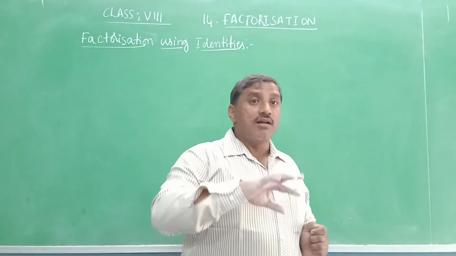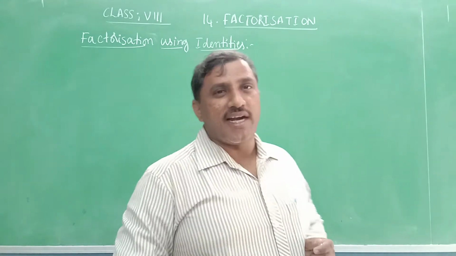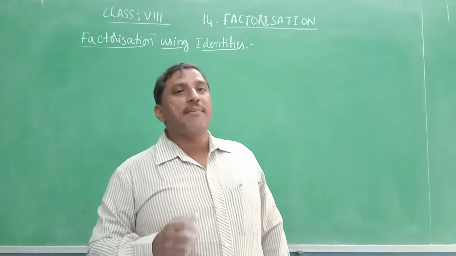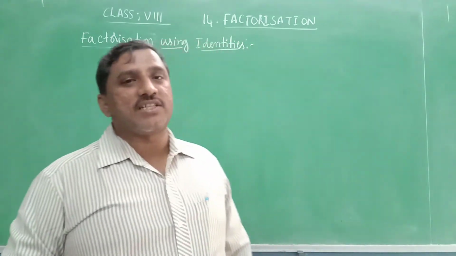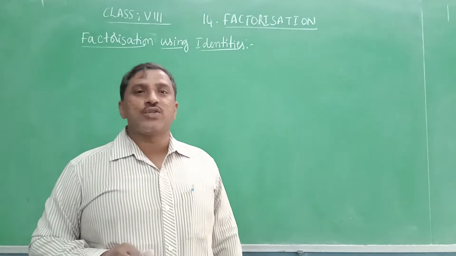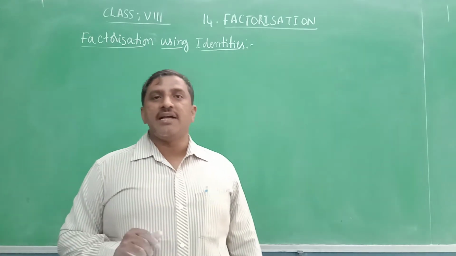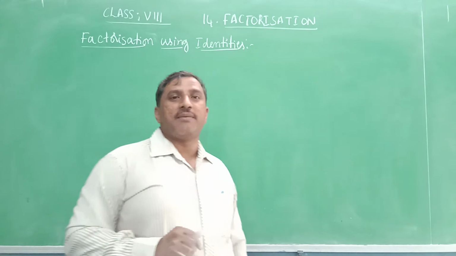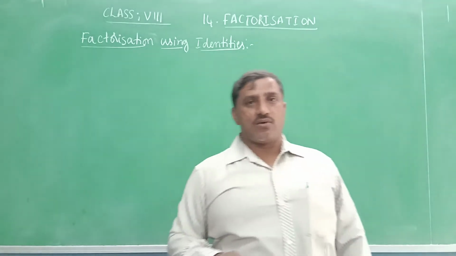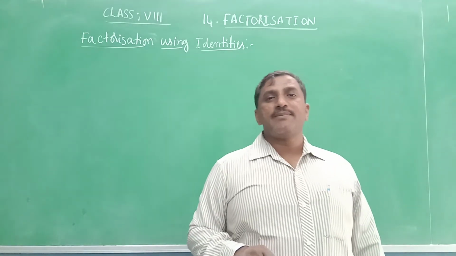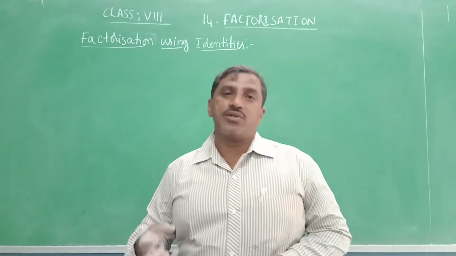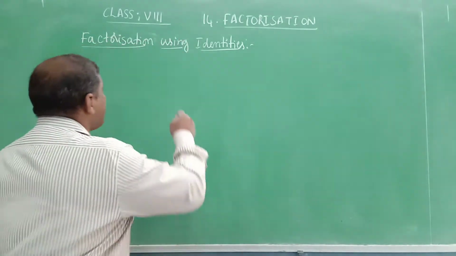In the ninth chapter, algebraic expressions and identities, we have studied 4 algebraic identities. Can anybody say? Yes, they are: a plus b whole square is equal to a square plus 2ab plus b square. a minus b whole square is equal to a square minus 2ab plus b square. a plus b into a minus b is equal to a square minus b square. And the fourth identity: x plus a into x plus b is equal to x square plus a plus b into x plus a into b. These 4 identities also we use to find the factors. So what are the 4 identities?